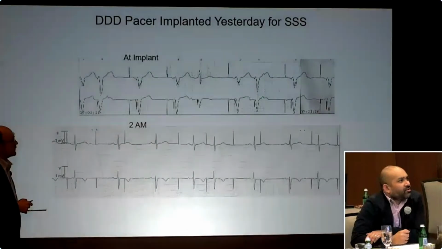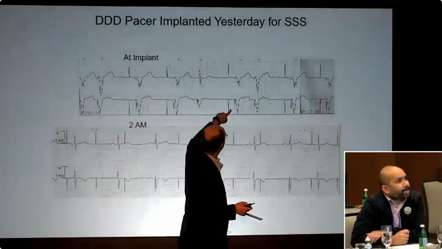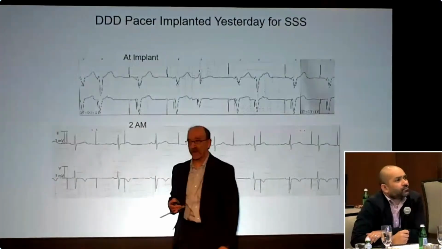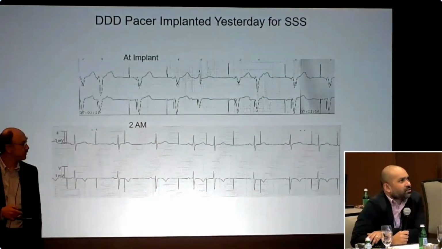The second strip down looks like a telemetry strip. And again, because it's digital, you may have to look at it differently, but you can see ventricular pacing spikes on the bottom tracing as well. Are you convinced? Yeah, I'm convinced.